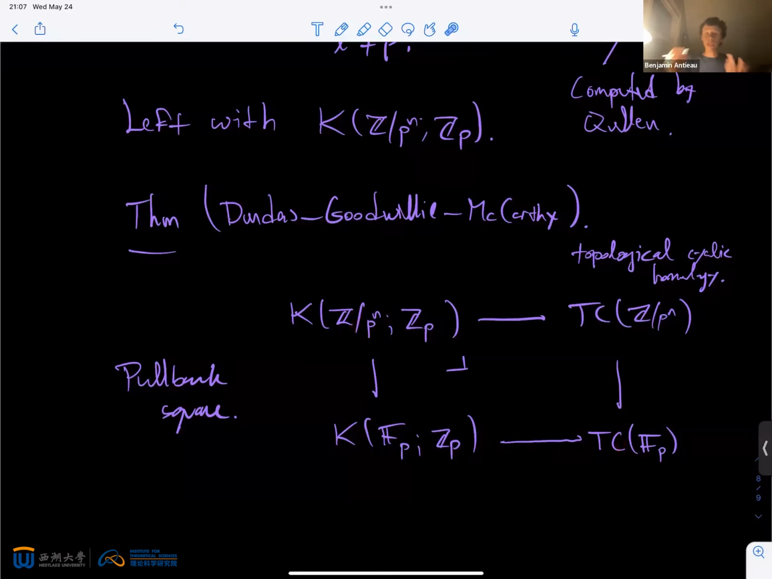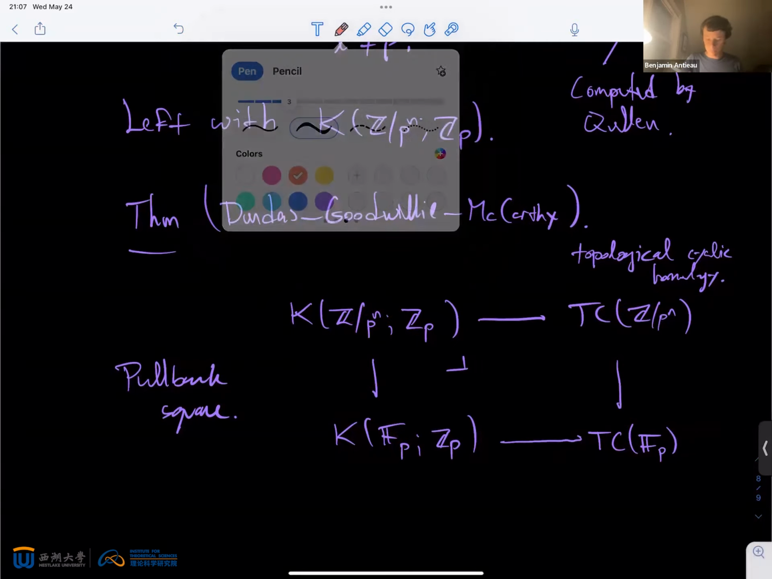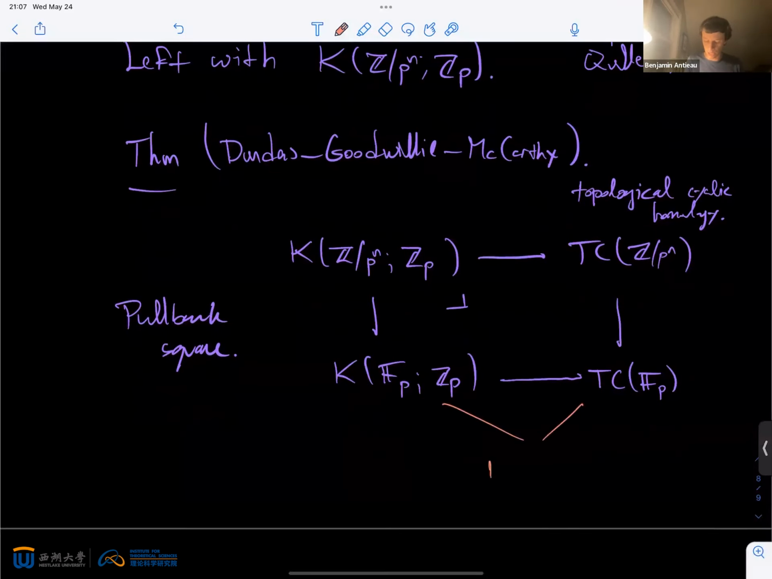Okay. But what that means is if you know these three terms, then you know this term. So that gives you a strategy for computing K-theory of Z/p^n by trying to compute these three terms. Well, in this case, it's particularly easy because, in fact, these two terms have pi_i equal to 0 for i more than 0. So this side is a computation of Quillen, and this side, I guess, is probably a computation of Hesselholt and Madsen.